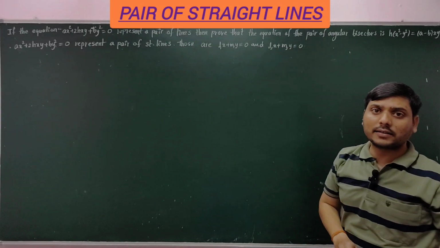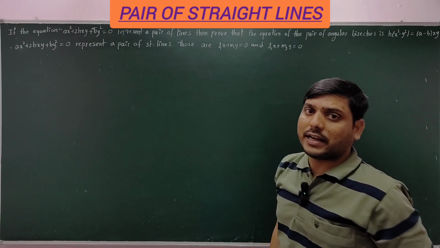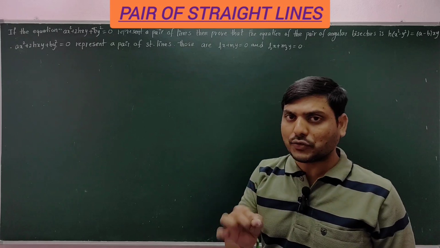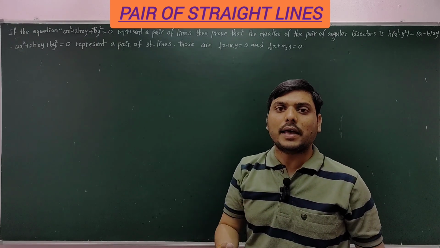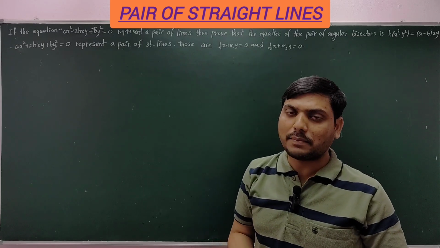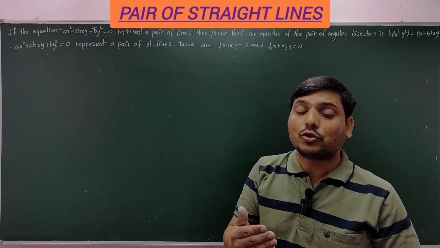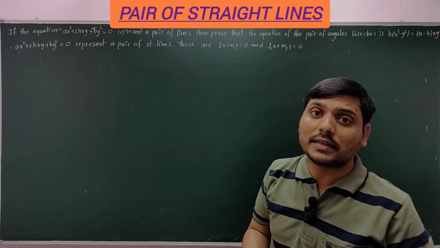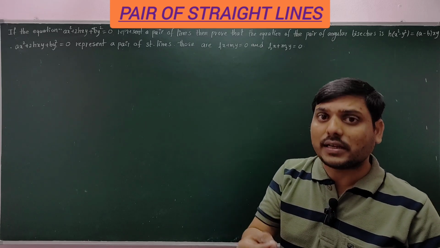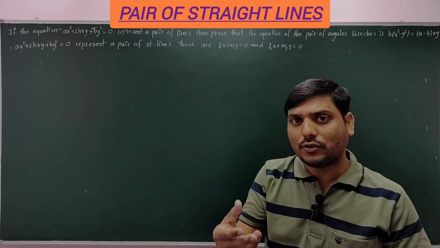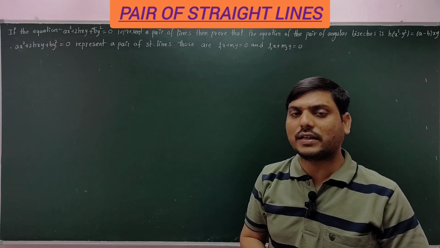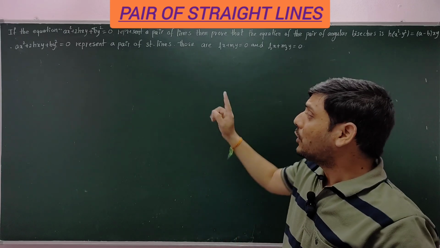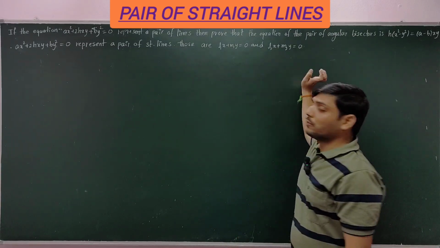It's clear, students? The theorem statement is that ax square plus 2hxy plus by square equals 0 represents a pair of straight lines. Of those straight lines, L1x plus M1y equals 0 is one of the pair, and L2x plus M2y equals 0 is the other.